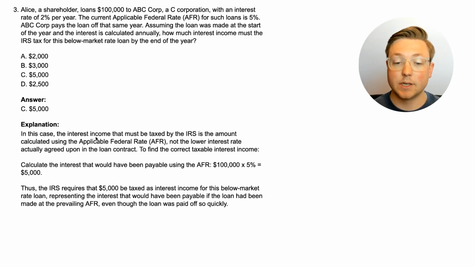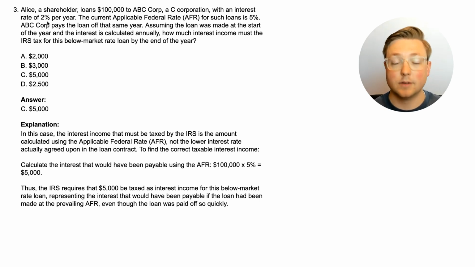In this case, the interest income that must be taxed by the IRS is the amount calculated using the applicable federal rate, not the lower interest rate actually agreed upon in the loan contract. So again, that's how much is going to be taxed. There might be imputed interest in there, and there might be the actual interest paid, but as far as the IRS is concerned, they are going to tax at the AFR.